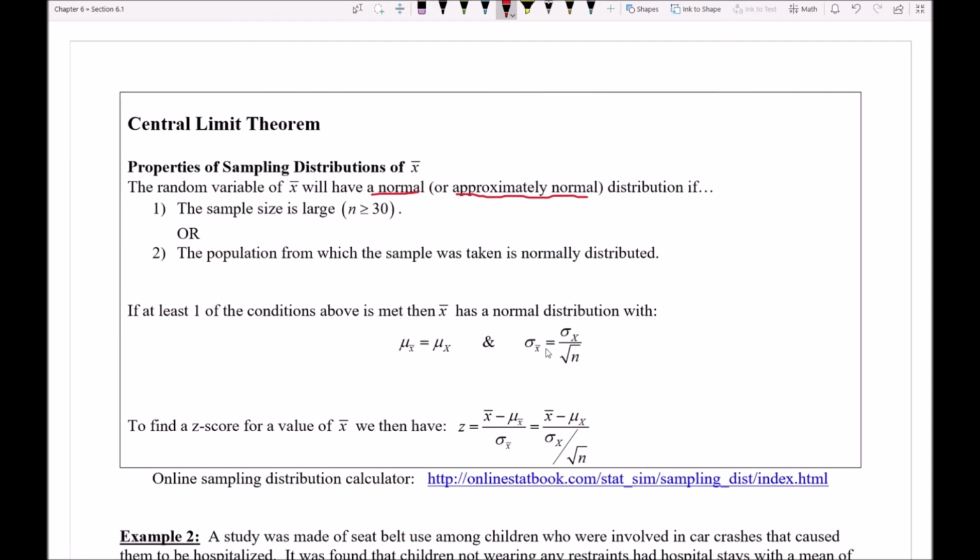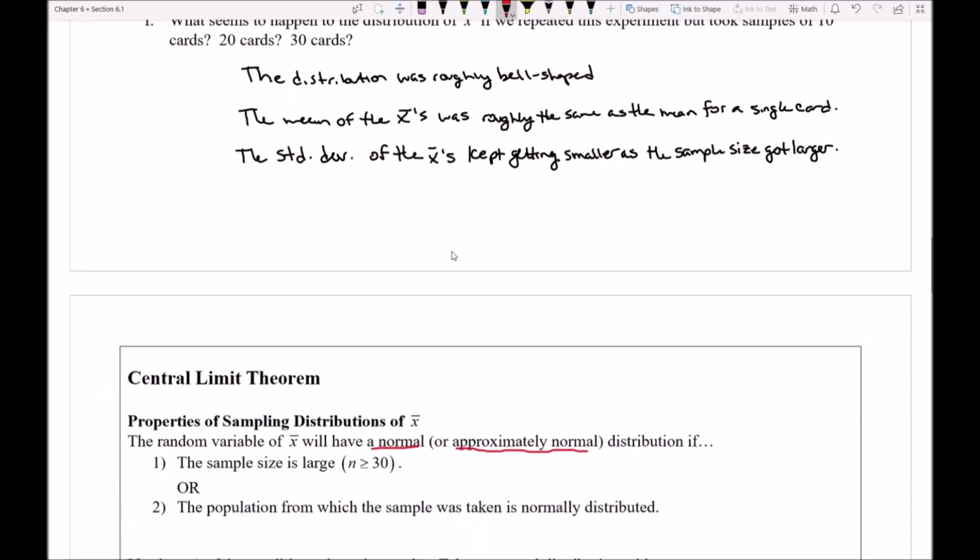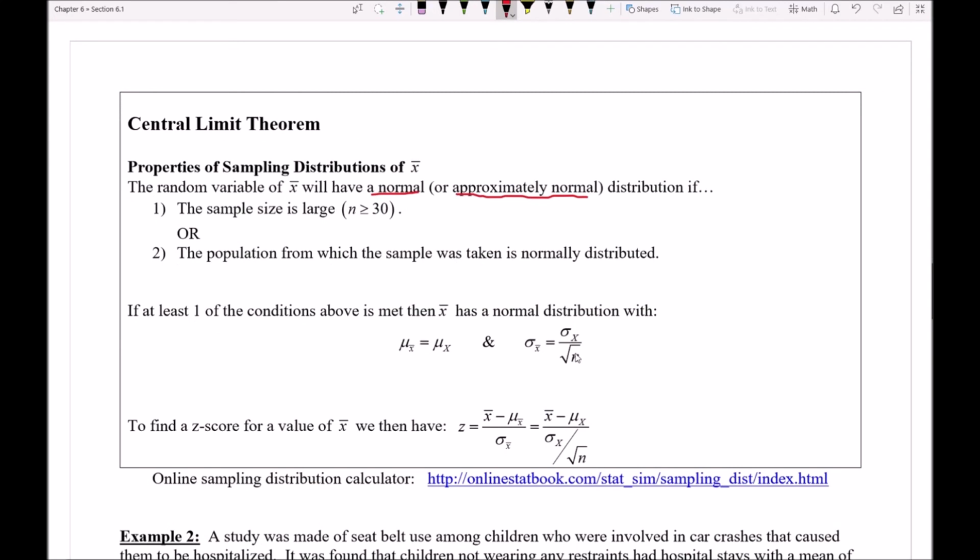In addition to that, the standard deviation for my X bar picture is not the same as the standard deviation for the other, but it's related. And it's related by saying the old standard deviation would always be divided by the square root of the sample size. This might explain why as the sample size continued to get larger and larger, the standard deviation of the x-bars kept getting smaller and smaller. If I throw a bigger number under here, this right side becomes a much smaller value, meaning that the standard deviation of the x-bar becomes much smaller.